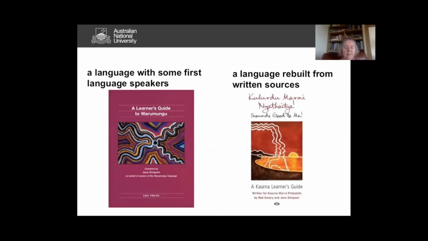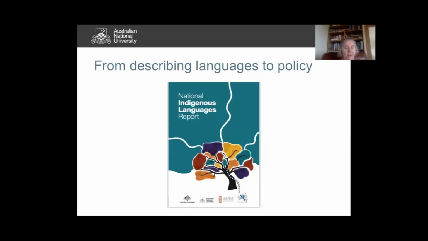I'm part of a fabulous group of people here at ANU who also work with Aboriginal and Torres Strait Islander people, but not just on describing their languages, but also on trying to ensure that the language rights of these people are recognised. We've recently been involved in the National Indigenous Language Report, which gives a snapshot of the status of Aboriginal and Torres Strait Islander languages in Australia today. And we hope that this will lead to better language policy and better implementation of policy.